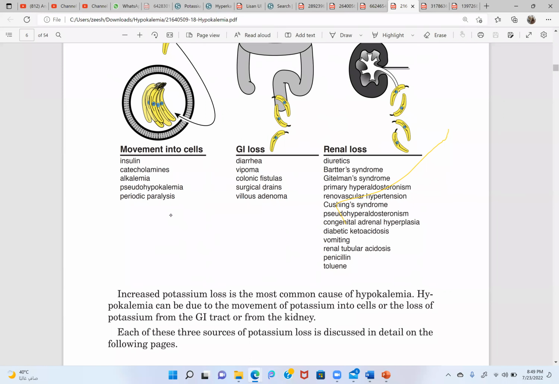Bartter syndrome is a problem in the thick ascending limb of the loop of Henle. So which diuretic acts in the thick ascending limb of the loop of Henle? Furosemide. So its picture is just like furosemide. And Gitelman syndrome is at the DCT. So which diuretic acts on the DCT? Thiazide.